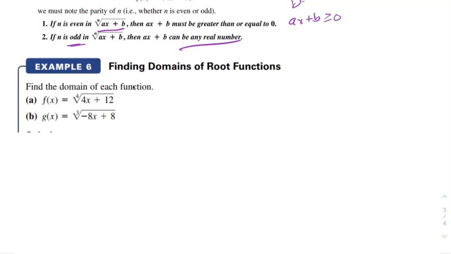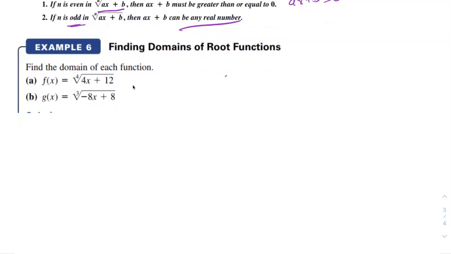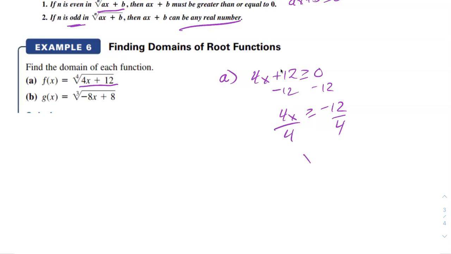So let's find the domain of a couple things. We're going to find the domain of a here. It's an even root, so all I'm going to do is take the number inside of it and set that thing greater than or equal to 0. Because remember, we can't take a square root of a negative number, so this must be greater than or equal to 0. And all we do is solve. 4x is greater than or equal to negative 12, divided by 4. X has to be greater than or equal to negative 3. That is my domain. Any number from negative 3 on is part of the domain.